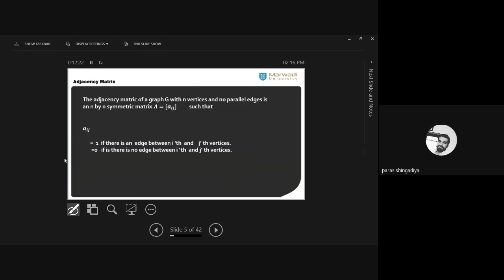Now let's define the adjacency matrix. We'll consider the relation between vertex and vertex. Clear? So the adjacency matrix of a graph G with n vertices, where the graph should not contain parallel edges, is an n by n symmetric matrix A equal to Aij, where these are the entries of Aij. Now let's first check this definition.